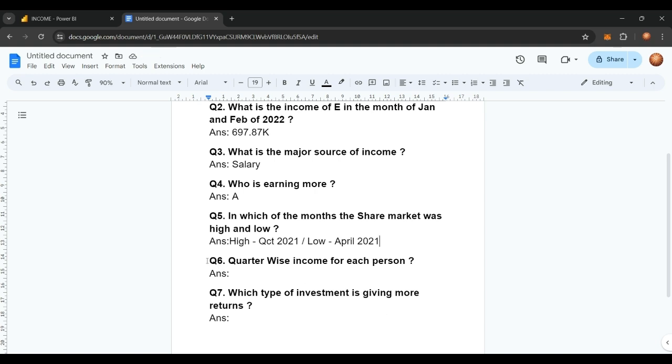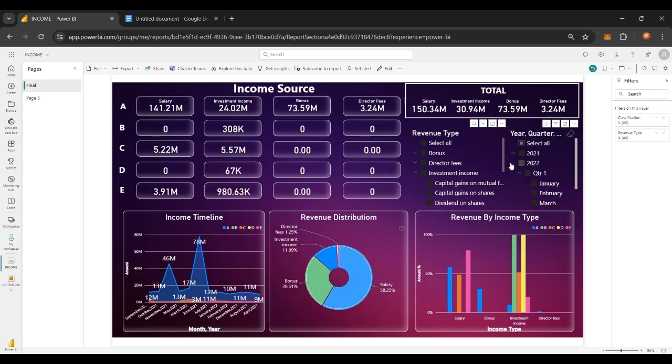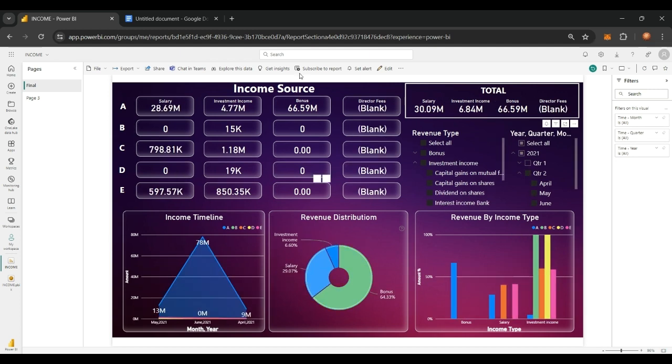The next question is quarter-wise income for each person. To see this, we can directly come here and select all the values. For quarter-wise income, we can come to the selector of the date and select which quarter we want. For example, for quarter one and quarter two, we can select quarter two. We will get all the values for quarter two. So this is also done.